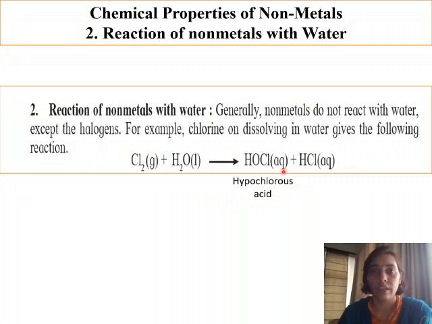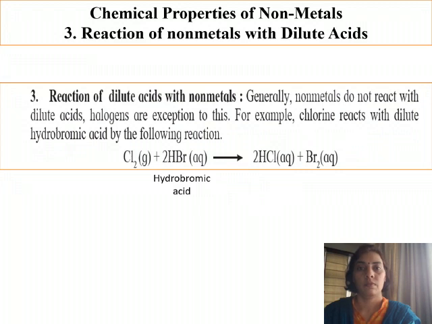Let's move on to the next slide. Coming to the third reaction of non-metals, that is the reaction of non-metals with dilute acids. Generally, non-metals do not react with dilute acids. Halogens are an exception to this. So we had seen in the previous reaction that halogens were also exceptions in reaction with water. Non-metals do not react with water, but halogens do. Similarly, here we find that non-metals generally do not react with dilute acids, but halogens do.